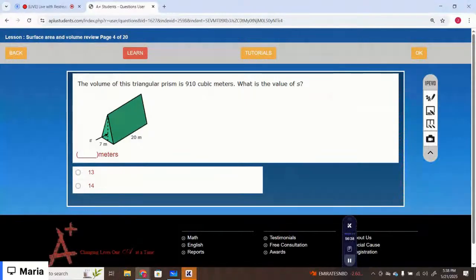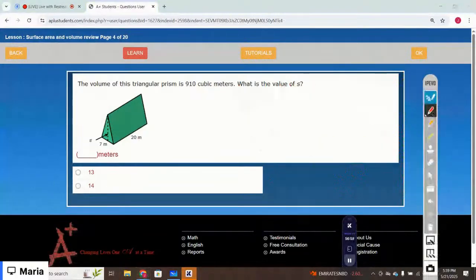The volume of the triangular prism is 910 cubic meters. What is the value of S? So we need to calculate the missing side of the triangular prism. The volume is half times base times height times length, right?